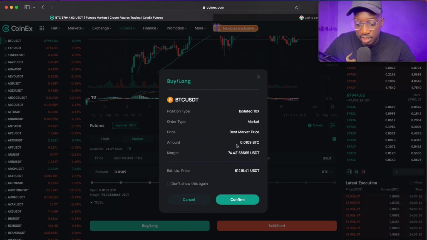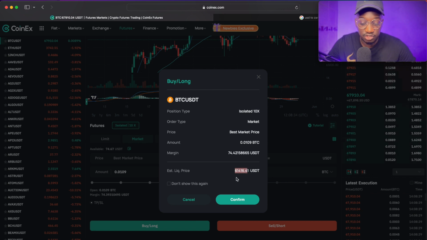So right here is pretty much the summary of this order. You can see that this is 10x isolated. It means that I have multiplied this 74 USD by 10. So this is my liquidation price, and this is very, very important.